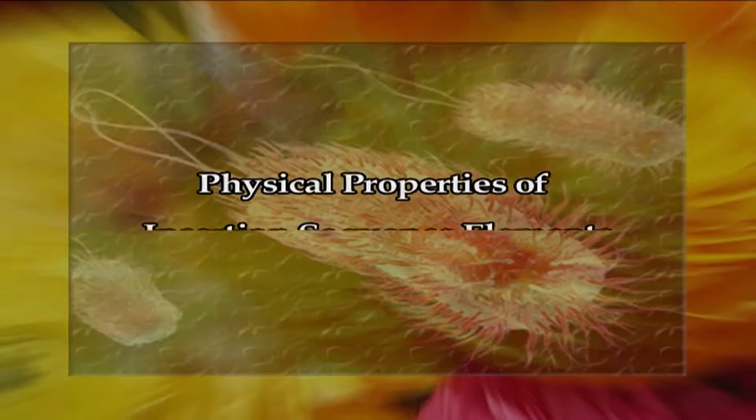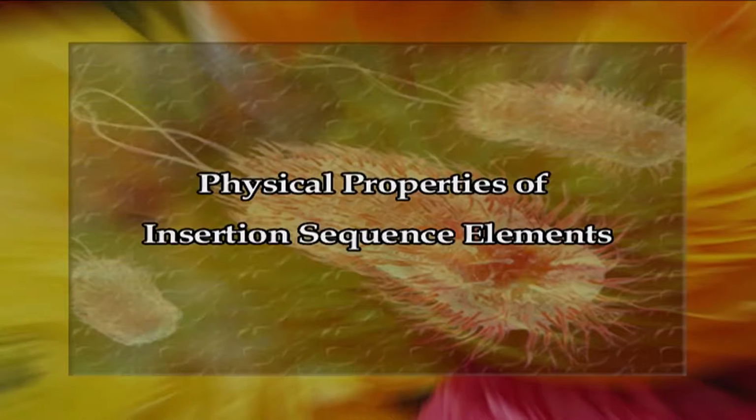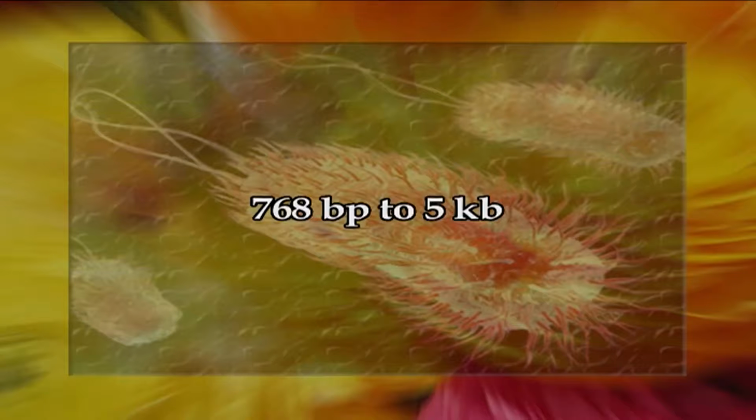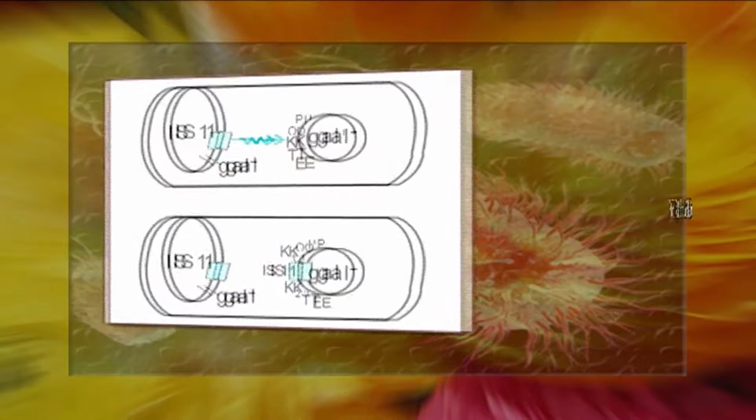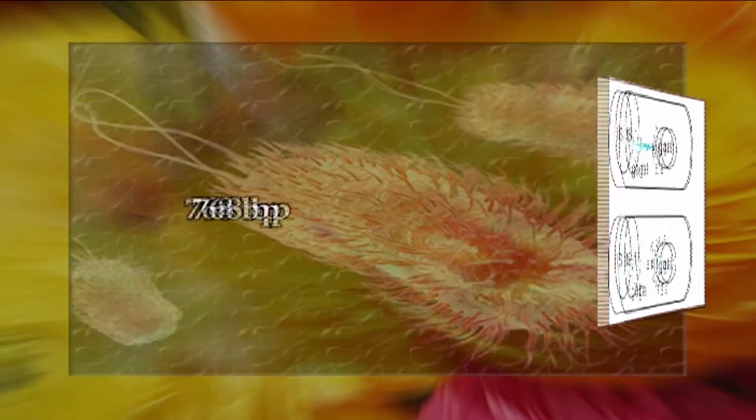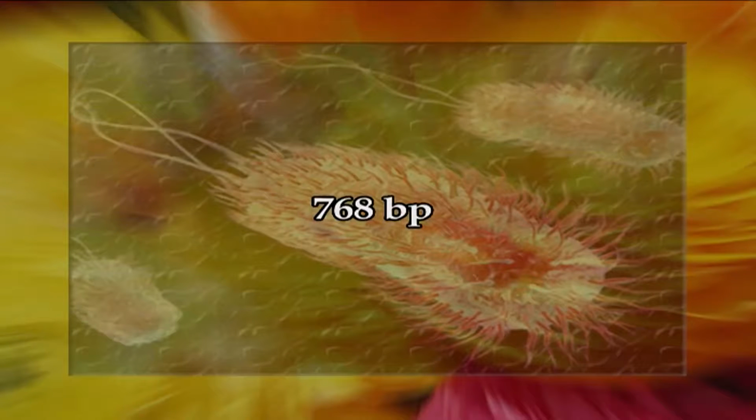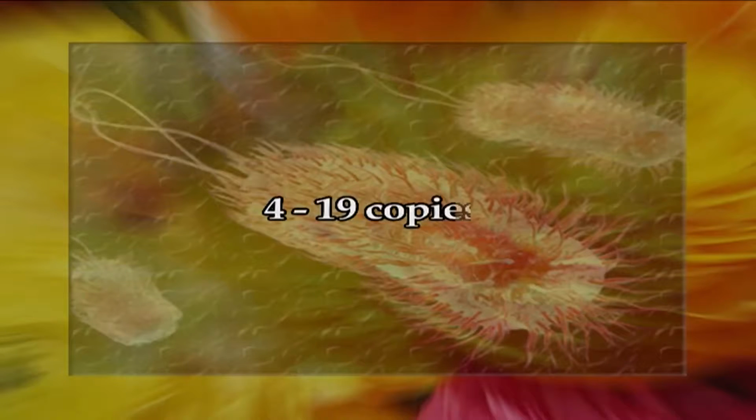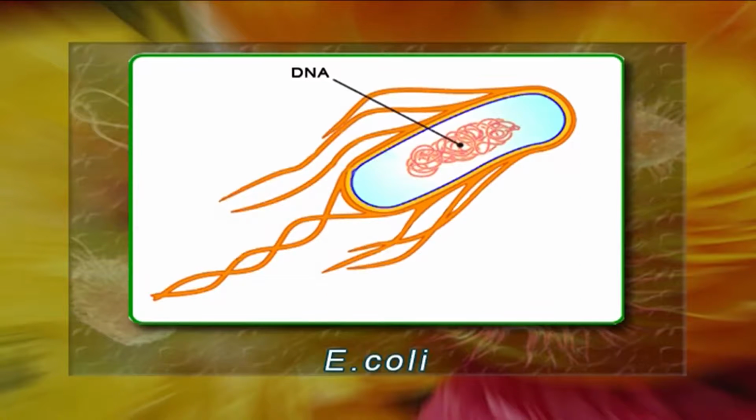Physical properties of insertion sequence elements. They range in size from 768 base pairs to 5 kilobases. IS1, first identified in E. coli's galactose operon, is 768 base pairs long and is present with 4 to 19 copies in the E. coli chromosome.